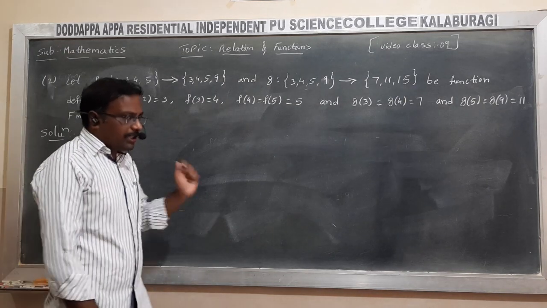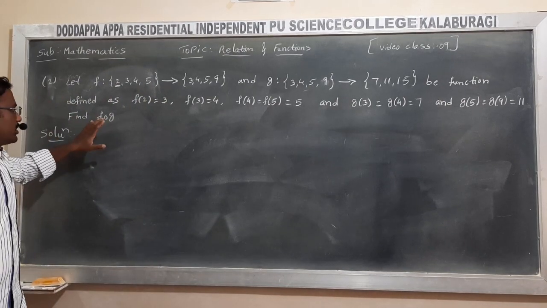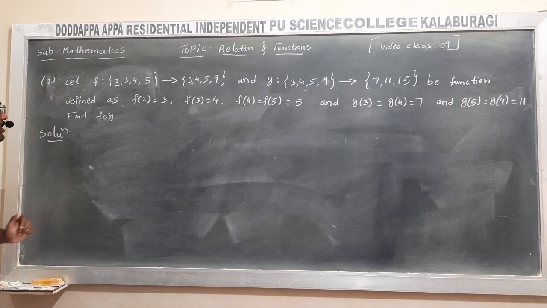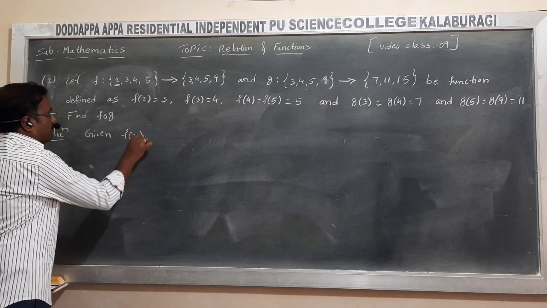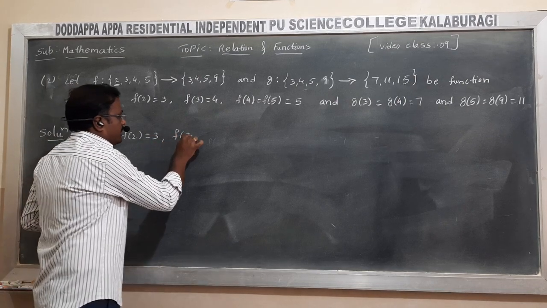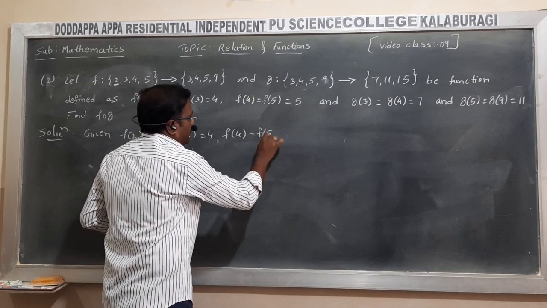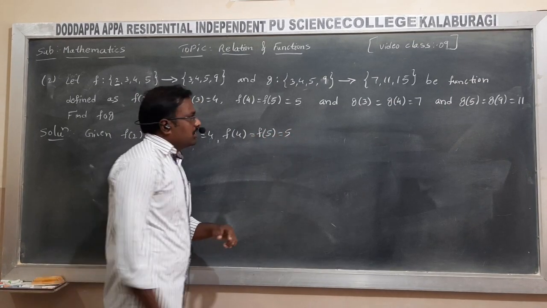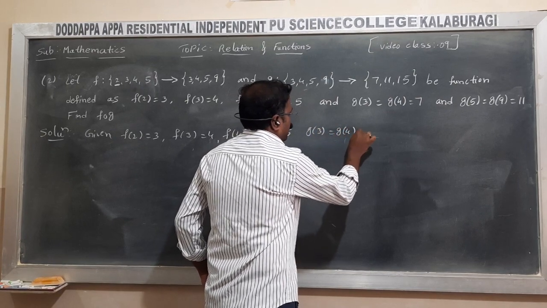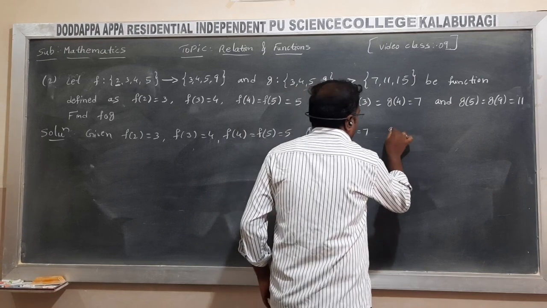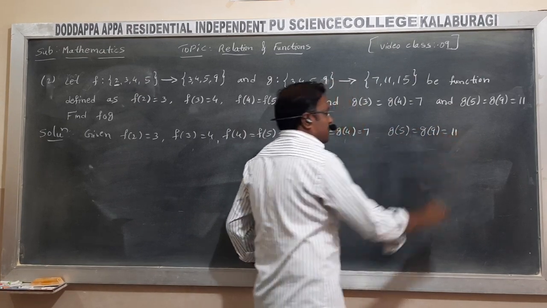Okay, so similar problem, same problem, but previously you found g naught of f. Now you can find f naught of g. First of all, you write as it is what is given. F of 2 equal to 3. F of 3 equal to 4. F of 4 equal to, F of 5 equal to 5. Next, g of 3 equal to g of 4 equal to 7. Next, g of 5 equal to g of 9 equal to 11 is given.